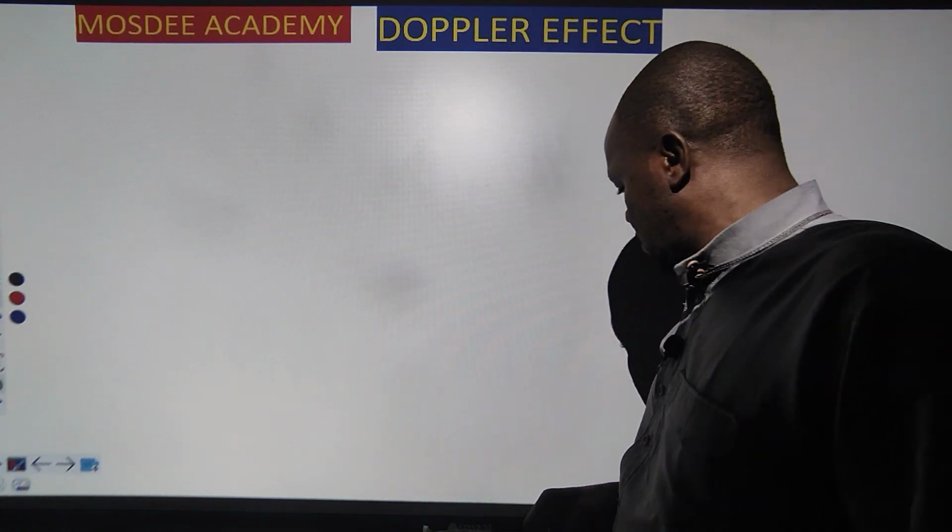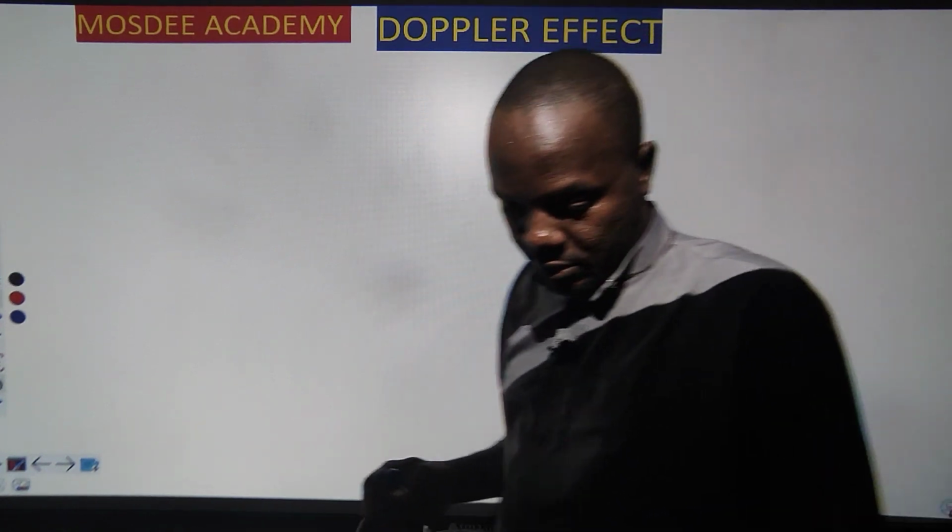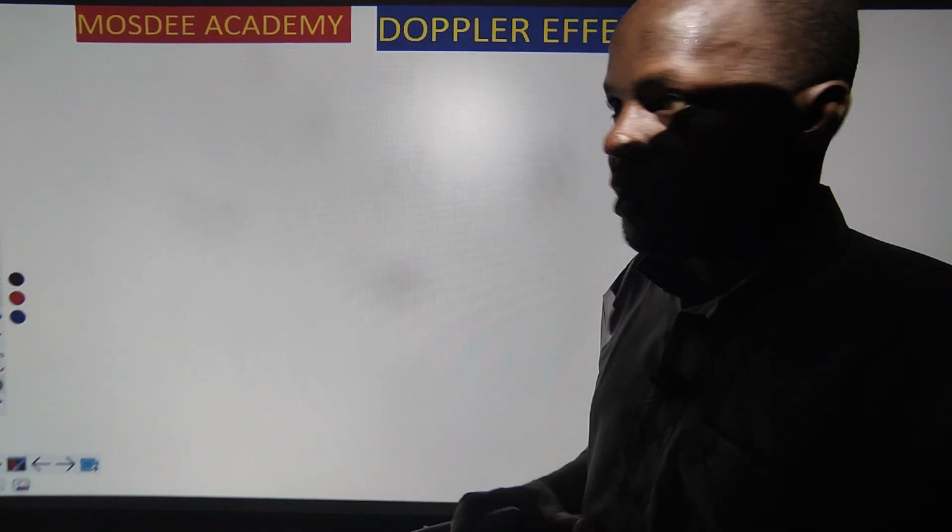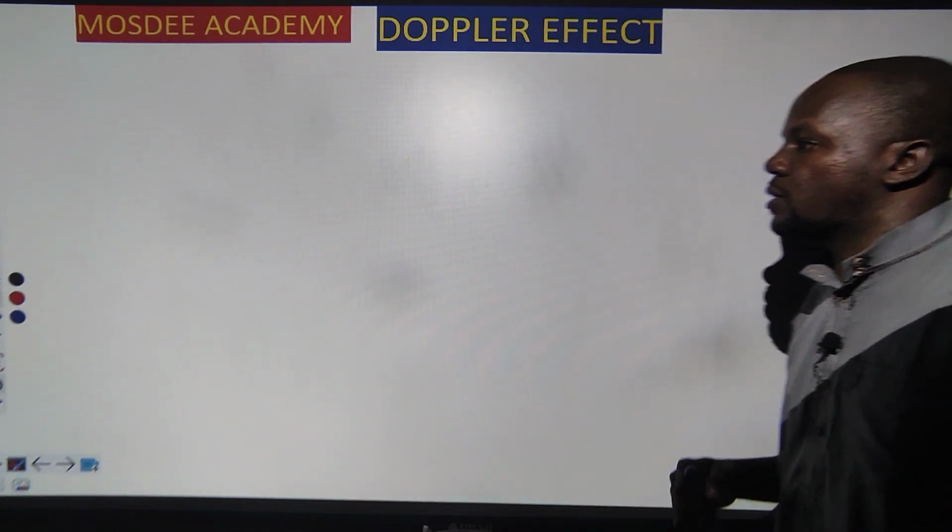Doppler effect is what we are doing today. I'm sorry my voice is not that loud. You just have to listen, maybe with an earpiece or any other listening tools.